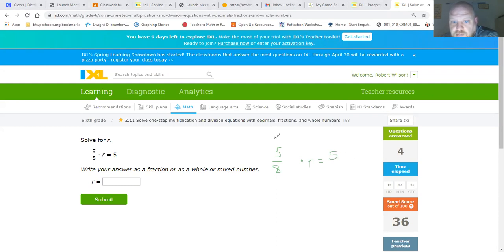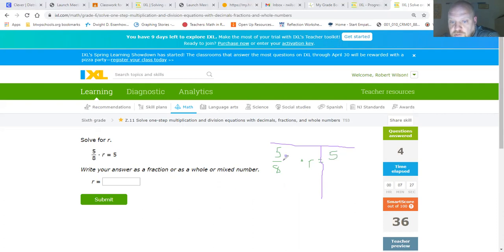So again, make a T-chart through the equal sign. I don't know why it keeps waving like that. And I look, oh, the R is part of the operation, times R. It's not by itself. There's a 5/8 over here. So I know I need to do inverse operation. And the inverse operation of multiplying, which means the opposite of multiplying, is dividing.